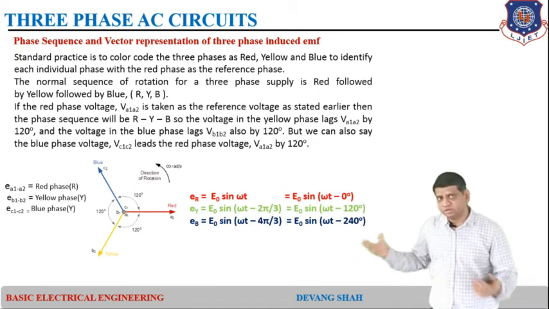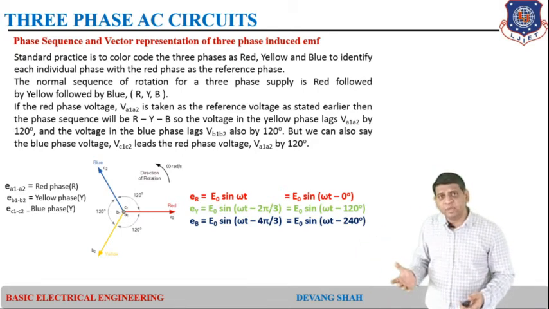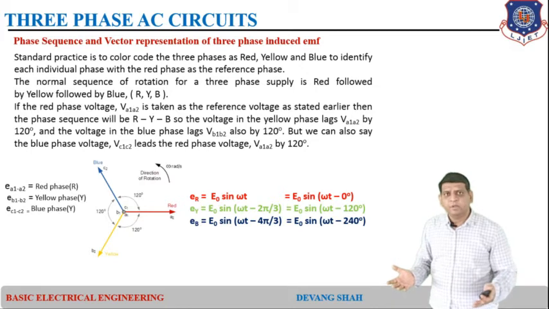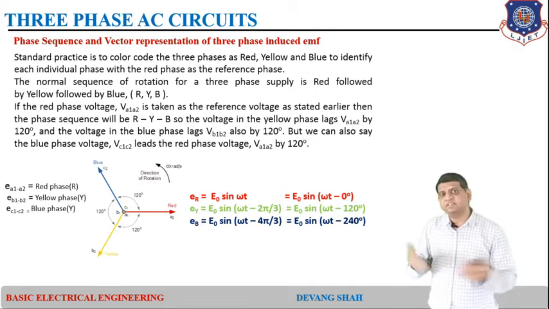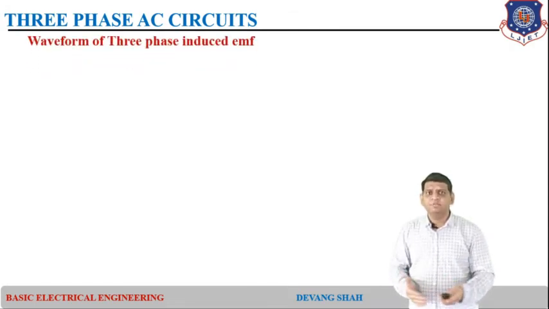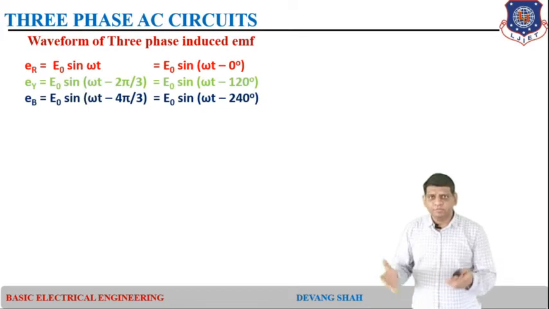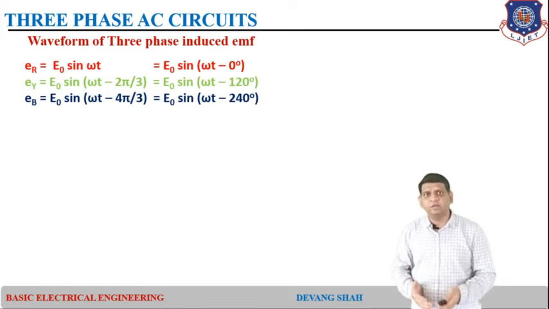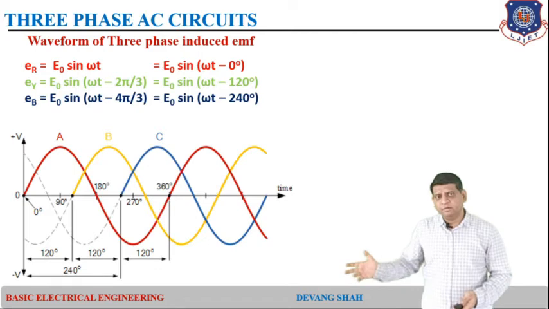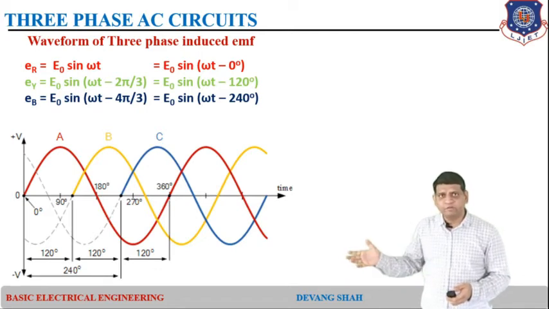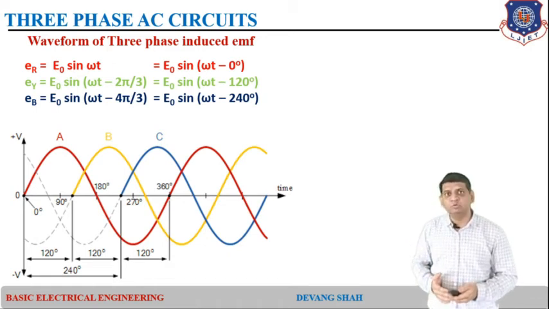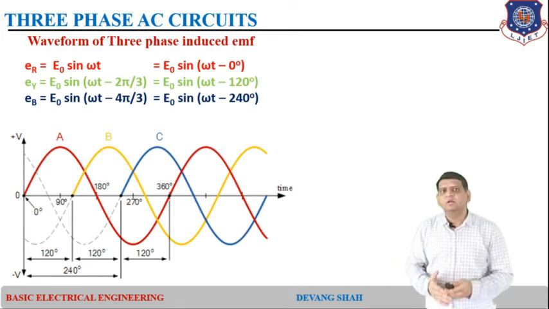So this is nothing but the generation of three phase in a standardized way, and in our real practical life we are using the same three phase in all applications, industrial as well as residential. From this you can see the waveforms of this three phase induced EMF, based on these mathematical equations. You can see here the red phase starts at angle 0, right, and the yellow phase starts at angle 120 as per the mathematical equation, and the third equation we have defined, EB is equal to E0 sine omega t minus 240. So here the blue phase starts at angle 240, right.